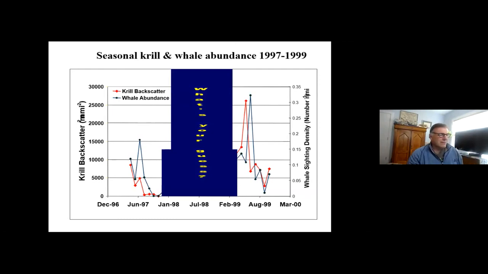So here's some data. Here's krill abundance in red, measured acoustically. Here's whale abundance and sightings. And you can see that whale abundance and krill abundance before and after the El Nino track magnificently, right? Whale abundance correlates very nicely to krill, right? Now, during the El Nino, our guess was we should have low krill and low whales, right? That's what should happen, right? Really low krill and low whales.